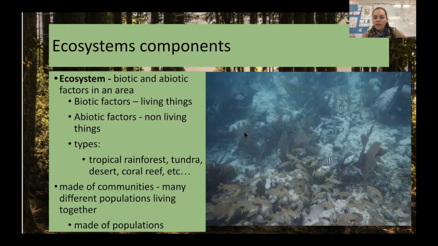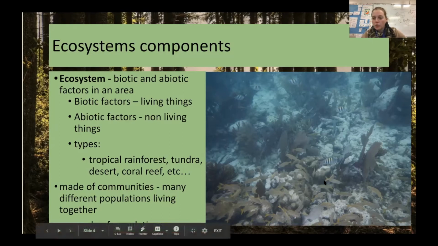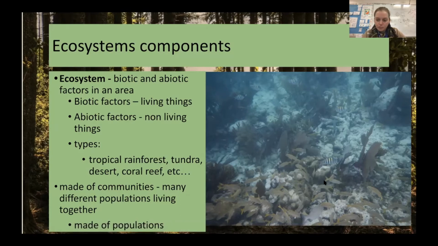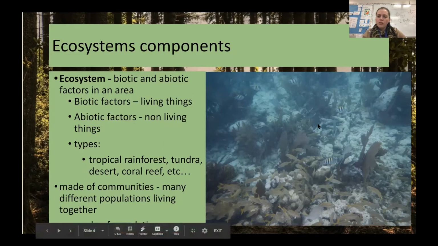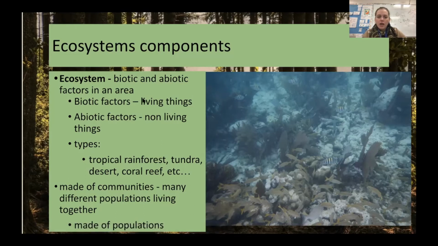So if we look at this ecosystem, this is a coral reef. This picture was taken off Biscayne, Florida. So we see here a population of fish and another population of fish. There's some different populations of corals, and there's different kinds of those corals. So all of these communities come together to make up the biotic factors of this ecosystem. Some of the abiotic factors in this picture would include the water, the salt in the water, the pH, the light, the temperature, all of these non-living components.